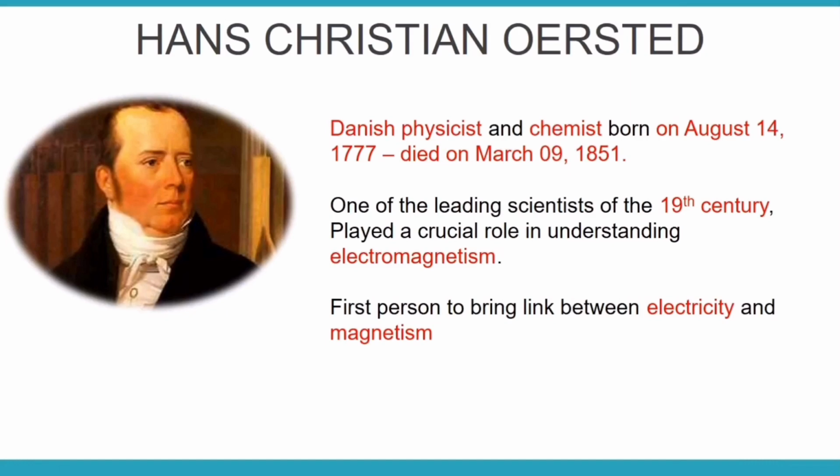Here comes our hero, Hans Christian Ørsted, a Danish physicist and chemist born on August 14, 1777 and died on March 9, 1851. One of the leading scientists of the 19th century, he played a crucial role in understanding electromagnetism. He was the first person to bring a link between electricity and magnetism.